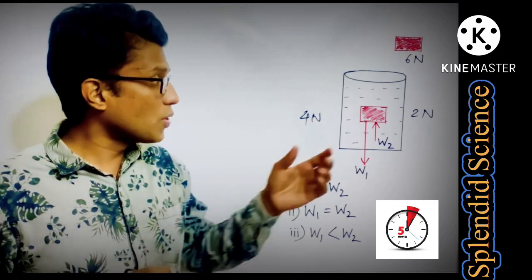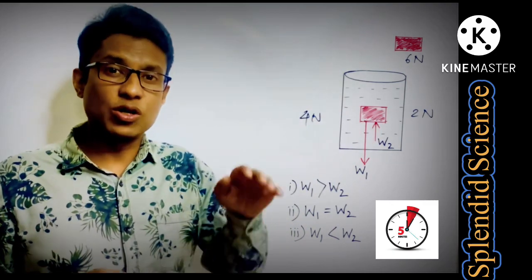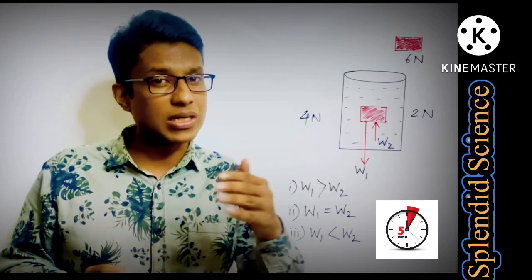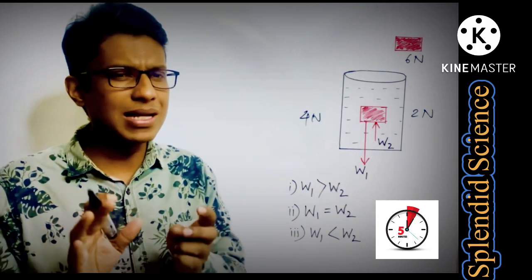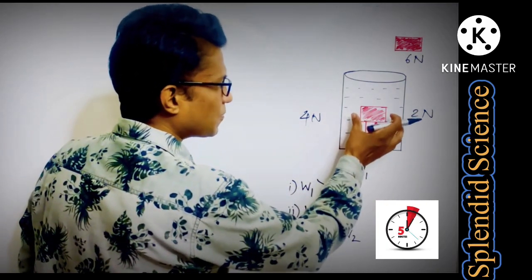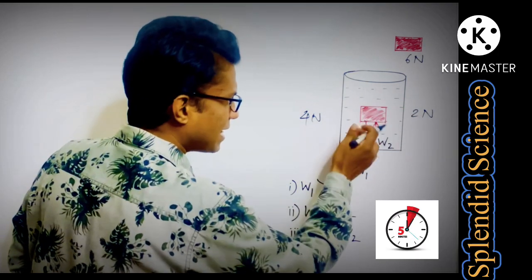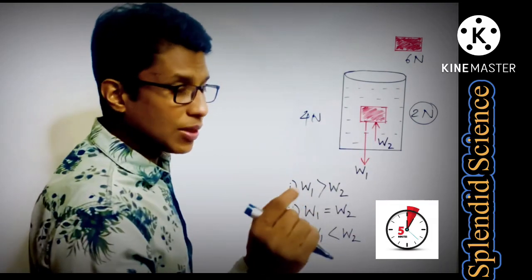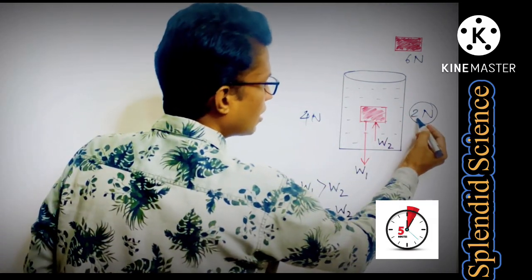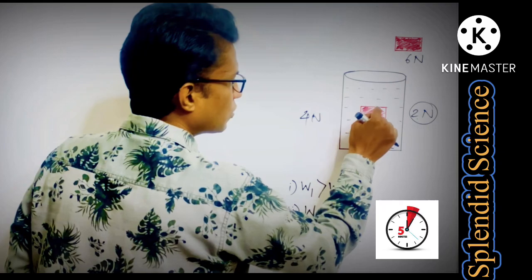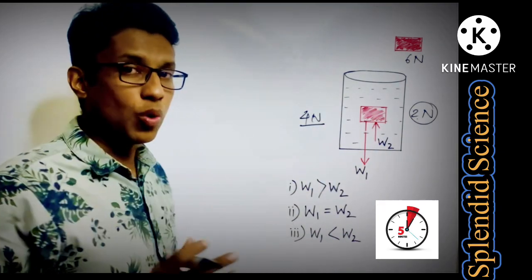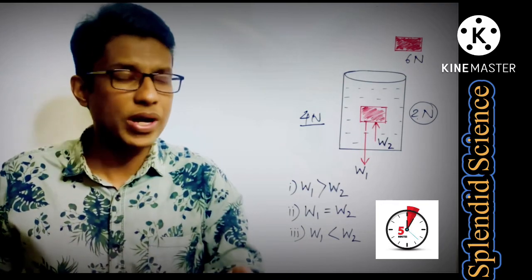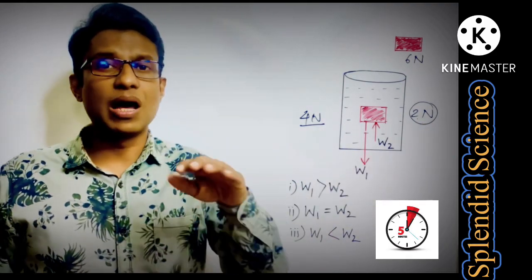Why? Because when I submerge this or immerse this into the water, it has displaced some water from that place. Just imagine the weight of the displaced water from this place is 2 Newton. So it will lose some weight of 2 Newton and underwater weight will be 4 Newton. Why? It has a weight of 6 Newton, it has lost some weight of 2 Newton, so now its weight is 4 Newton.